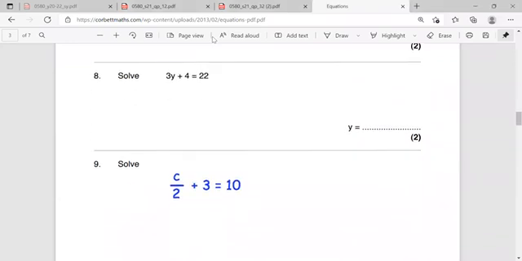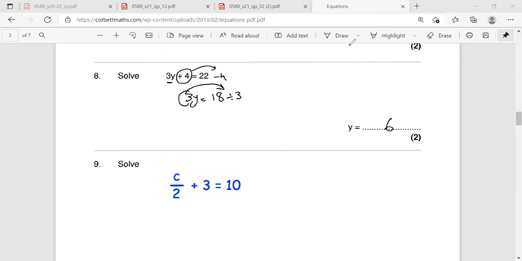Question 8, 3y plus 4 is 22. I'm going to move the plus 4 as we said. I will keep the coefficient to the end. So 3y equals 22 minus 4, which is 18. After that, I will move the 3, which is multiplied here by the y, as division to the other side. y equals 6.